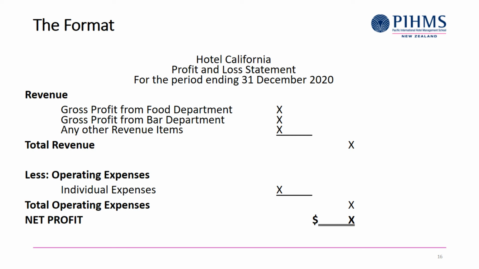Now here's a layout of the consolidated income statement. So we have our revenue items, and again gross profit from food, gross profit from bar, and any other revenue items. Put them in the left-hand column. We total them, total revenue. Then we grab any other expenses marked with an E that you haven't used, put them in under the expenses part, and again total. Then you can calculate total revenue minus total expenses, gives you your net profit.